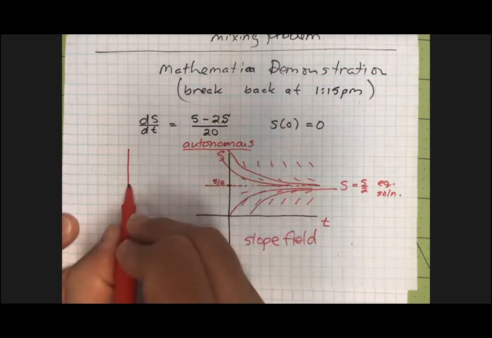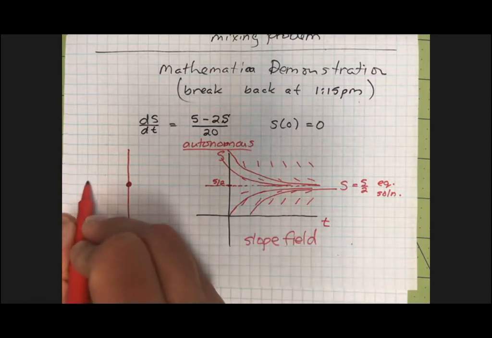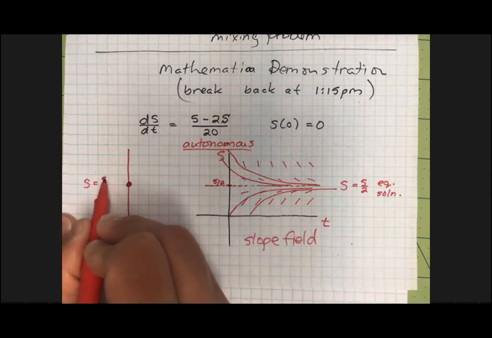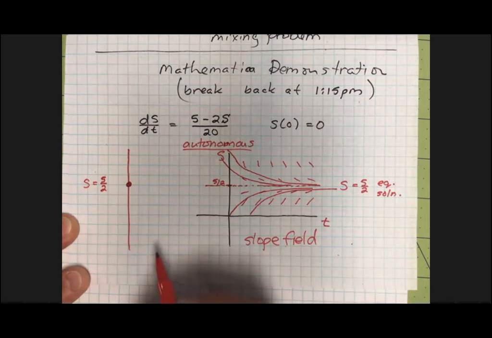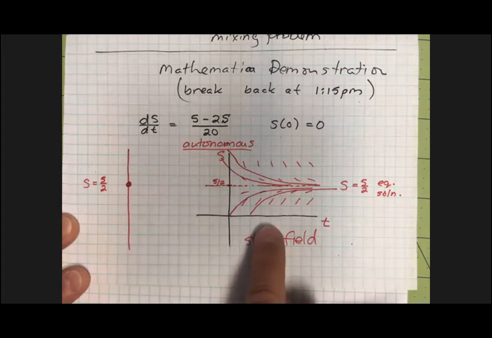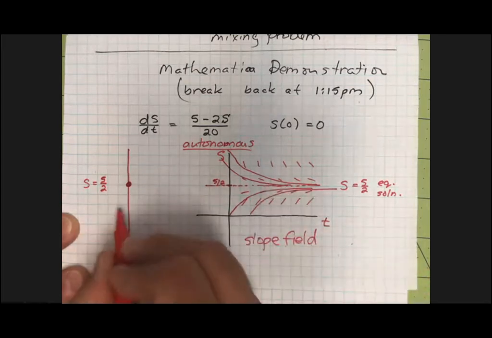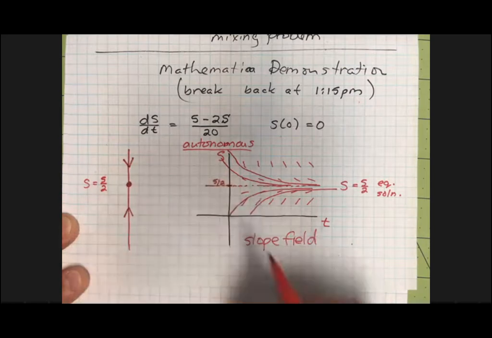The first information we record is that at s equals 5/2, I have an equilibrium solution. That's the dot. The next thing I record is where I don't have equilibrium solutions, I must be moving. What about below that dot? Apparently I'm moving up. Above that dot, I'm moving down.